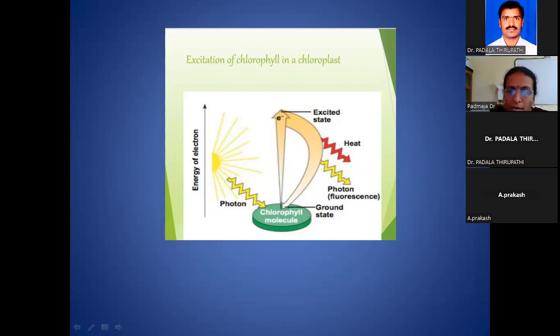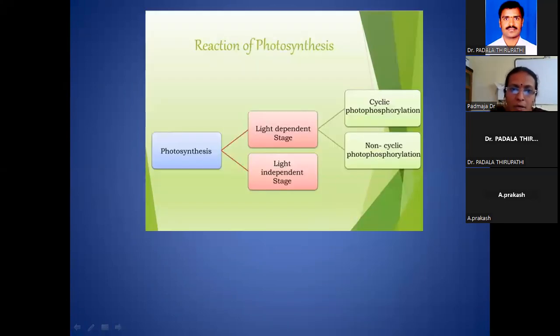Now, we are entering into the light reaction of photosynthesis. In photosynthesis, two reactions take place. One is the light reaction, another is the dark reaction. The light reaction means that only in the presence of light will it take place. This light reaction is again divided into cyclic photophosphorylation and non-cyclic photophosphorylation.